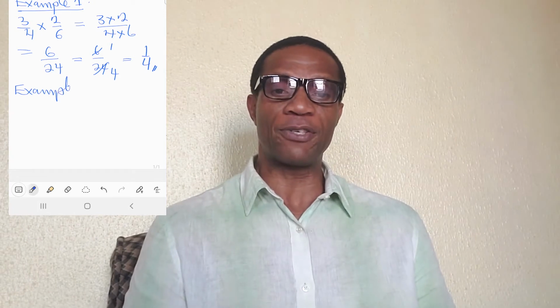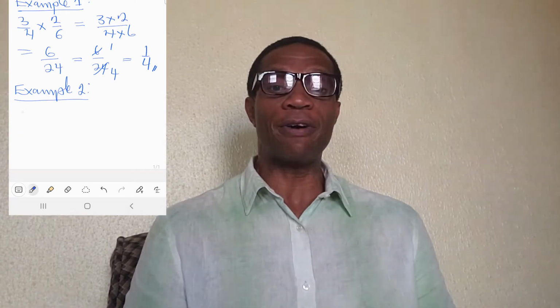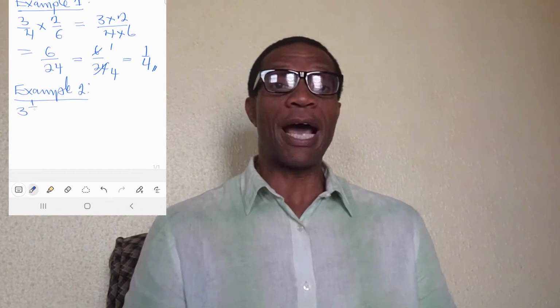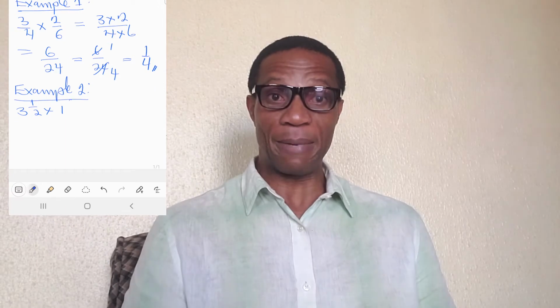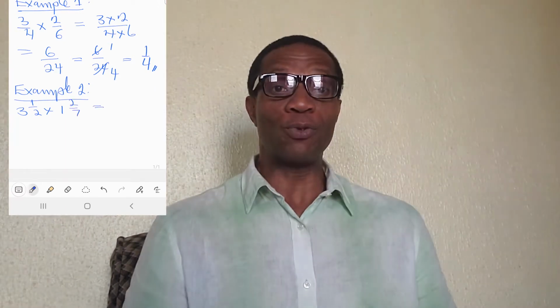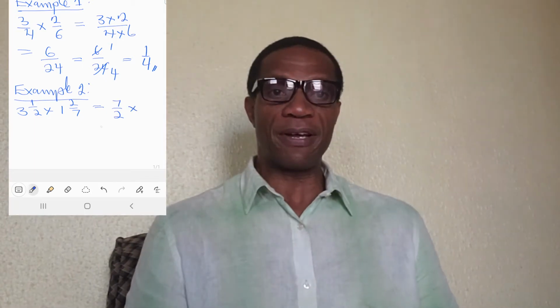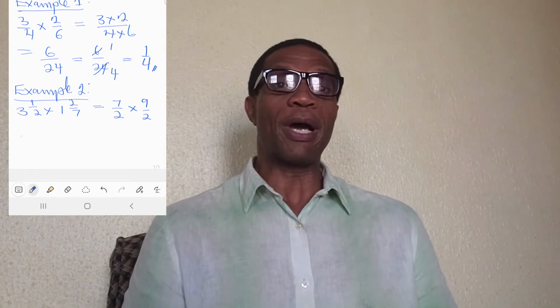Now, our second example of multiplying fractions is going to be multiplying a mixed fraction. So we're multiplying 3 and 1 over 2 times 1 and 2 over 7. That's example 2. Now, the trick in multiplying mixed fractions is that you have to convert the mixed fraction into an improper fraction before you do the multiplication.